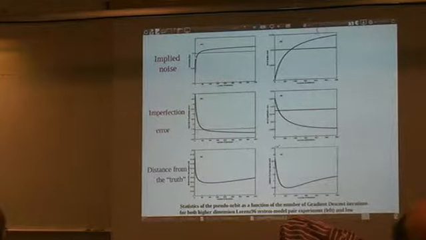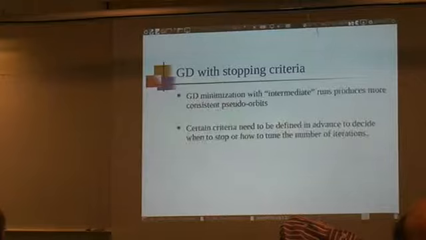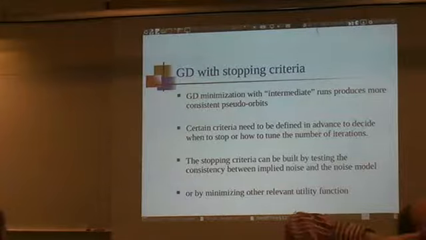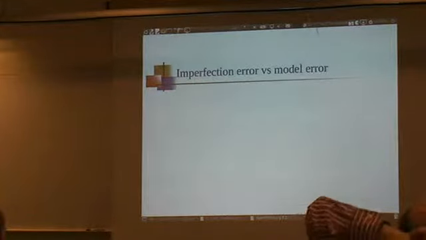And the only thing we can know is the implied noise, the noise level. So we can test the consistency between the implied noise and the noise model. And also we may minimize by other relevant utility functions. For example, if you are interested in the one-step forecast error being small, you can tune the number of iterations based on that.